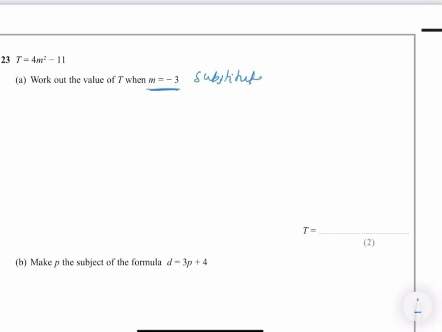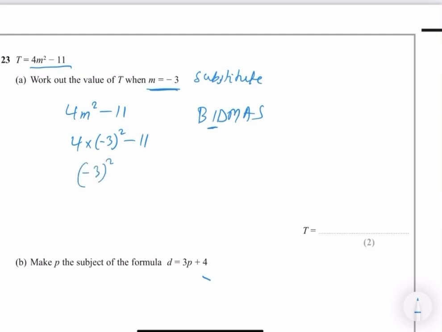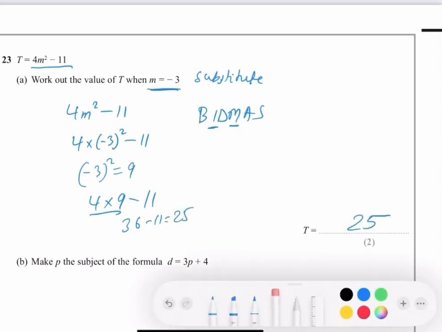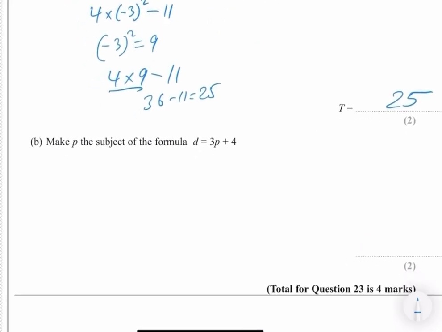Question 23, we're going to do substitution here. Instead of m, we're going to put -3. Okay, and first, remember BIDMAS, we're going to do indices. So -3 squared is 9. If you're doing it on a calculator, make sure you put brackets around -3. And then you do multiplication and then taking away.